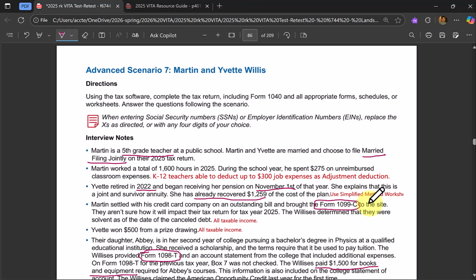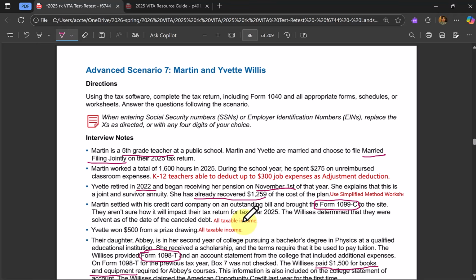All of this is going to be taxable. Yvette has won a $500 prize. Even though we're not given a tax form, we use the taxpayers' information they're giving us, and in this case, all of it will be taxable income to her.